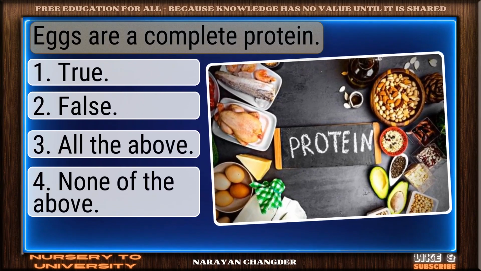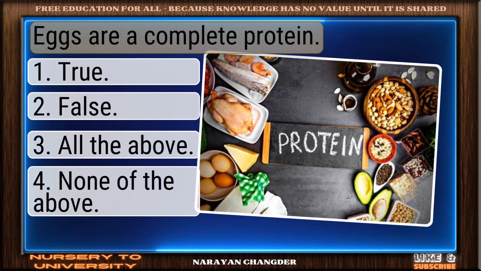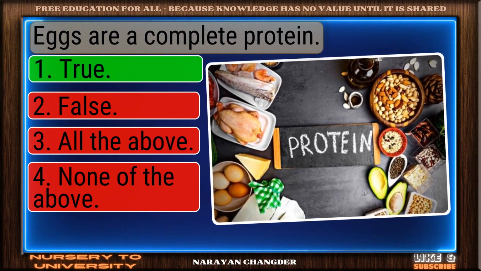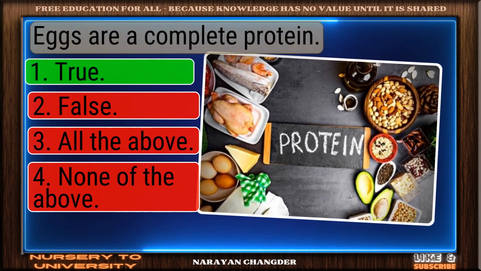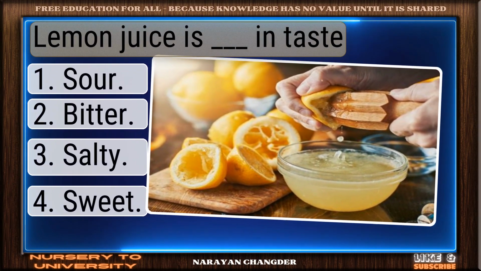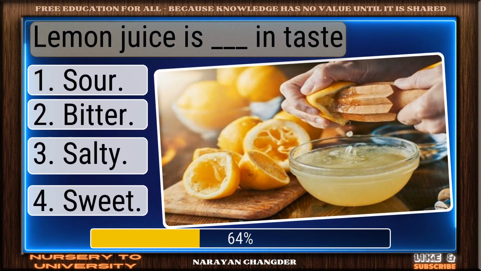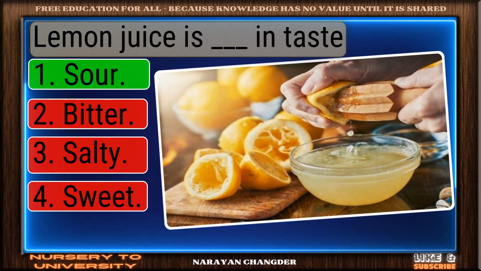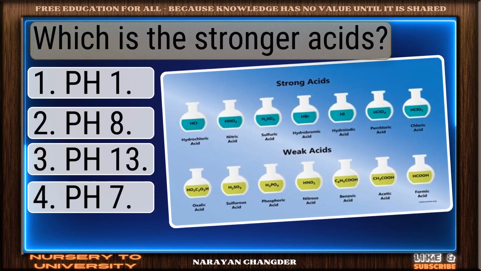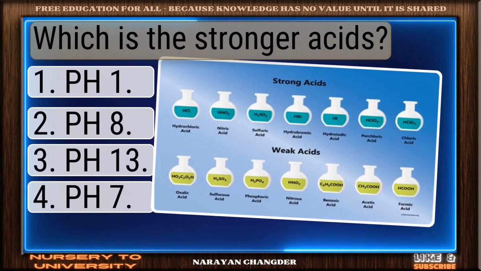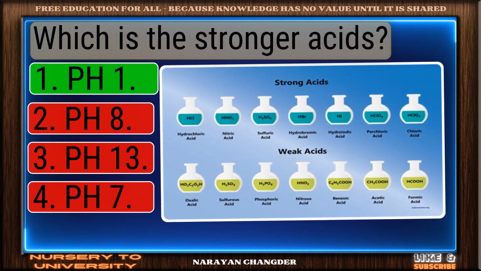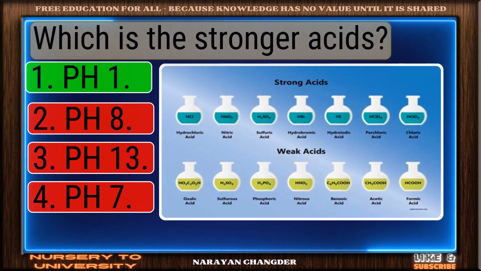Question number 169. Eggs are a complete protein. Well done. True is the right choice. Question number 170. Lemon juice is dash in taste. Clear logic. Your choice sour is sound and 100% true. Question number 171. Which is the stronger acid? On track. Which one is the correct answer?